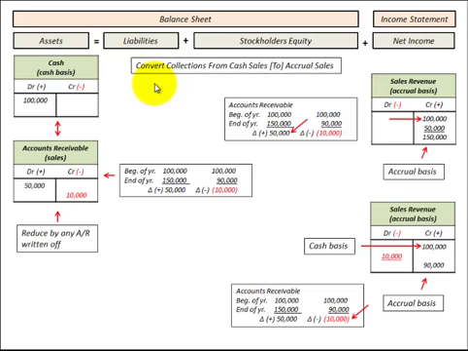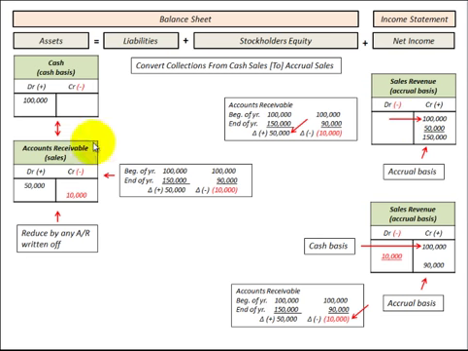Alright, here I'm going to show how to convert collections from the cash sales basis to an accrual sales basis. And what we mean here by a cash basis is where we make a sale and we only record the sales revenue once the cash is paid, and that can be sometimes down the road.